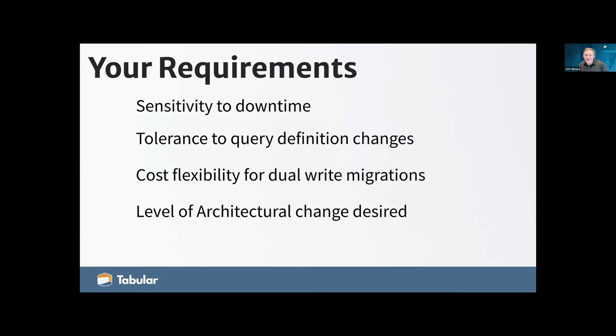And then, what is your architectural change desire? Do you want to continue to use your existing catalog? Does the Iceberg catalog add benefits that you think are worthwhile? And what tools do you plan to use in the future? Are you adopting Iceberg so that you can add new query engines to your architecture, like your Snowflake today, and you want to be able to support Spark and Trino in addition to it in the future? That kind of architectural change will drive a lot of your decision-making in the migration.